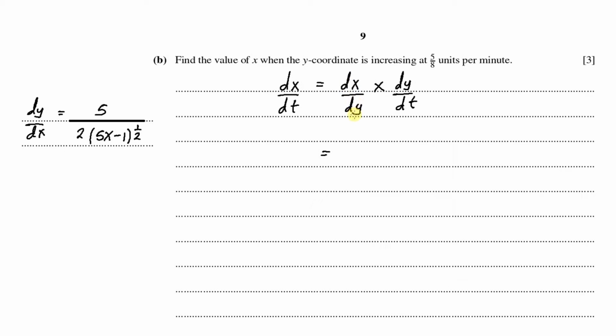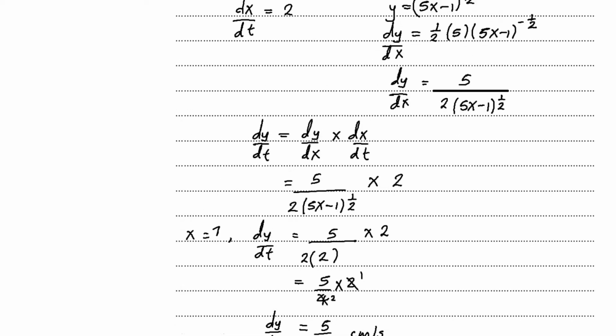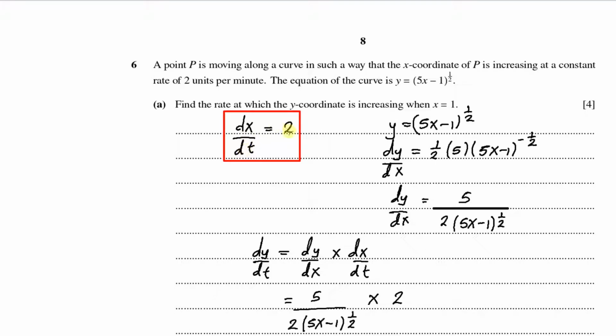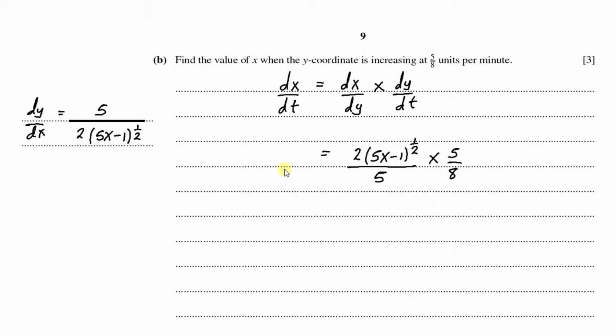So dx by dy will be the inverse of this. That's 2 of 5x minus 1 to the power of a half all over 5. So this is being multiplied by dy by dt. They say the y-coordinate is increasing at 5/8 per minute. So that's our dy by dt here. So that's times 5 over 8. And this should be equal to dx by dt, of which we have information here that dx by dt is 2. So for dx by dt, I'll put 2.